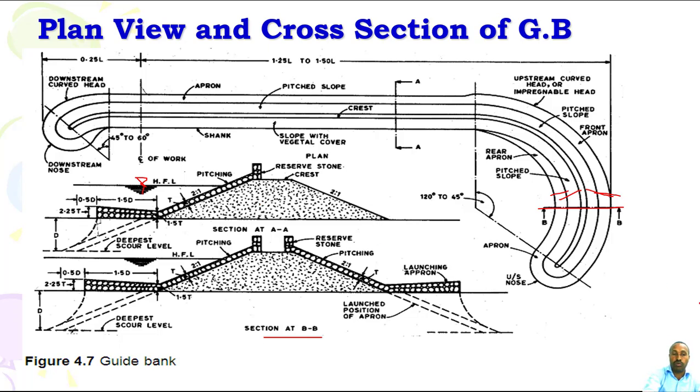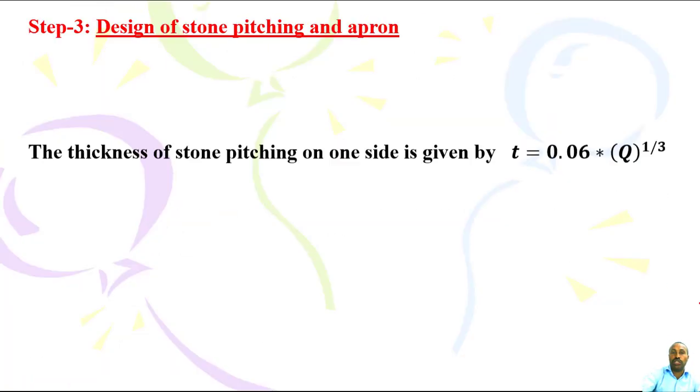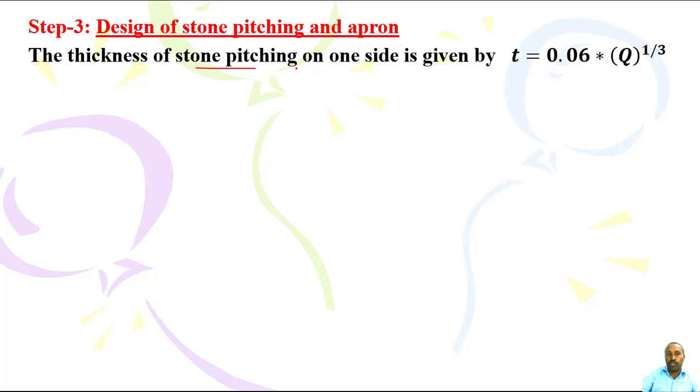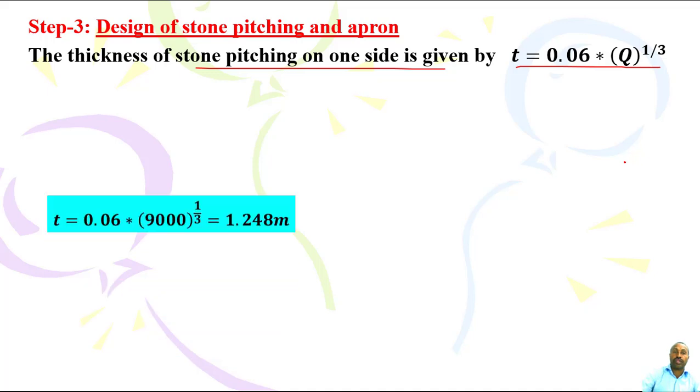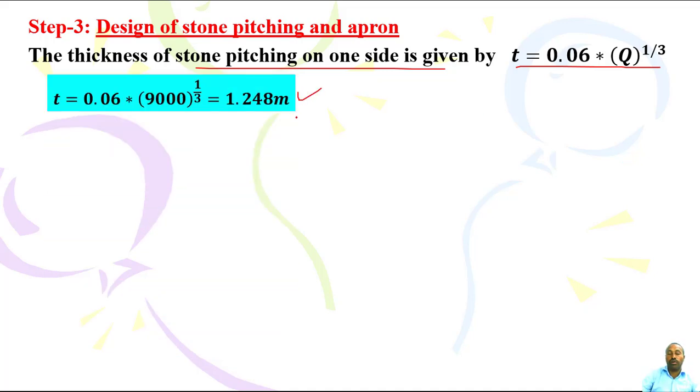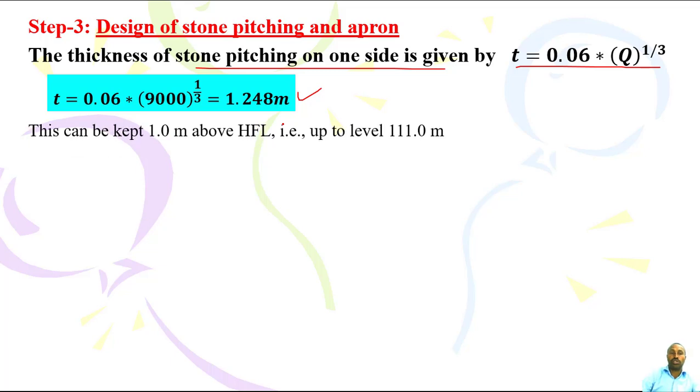So how do you calculate now? Let's calculate the design of stone pitching and apron. So the thickness of stone pitching on one side is given by this equation: thickness equals 0.06 times maximum flood discharge to the power of 1/3. Then you have this result, 1.248 meter. So this is the thickness of stone pitching. This can be kept 1 meter above HFL to protect against collapsing or against wave action.